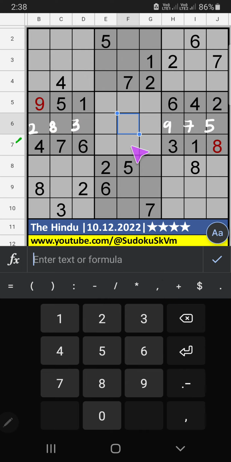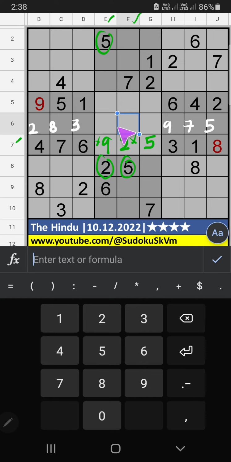7th row, 3 numbers are remaining: 9, 2, 5. Column G, we have 2 and 5. So 2 and 5 can't come in this cell. It will come in one of the 2 cells. Column F, we have 5. So 5 can't come in the cell. 5 is confirmed here. Then 2 is here. Then 7th row, only one number is remaining: 9. 9 is confirmed here.